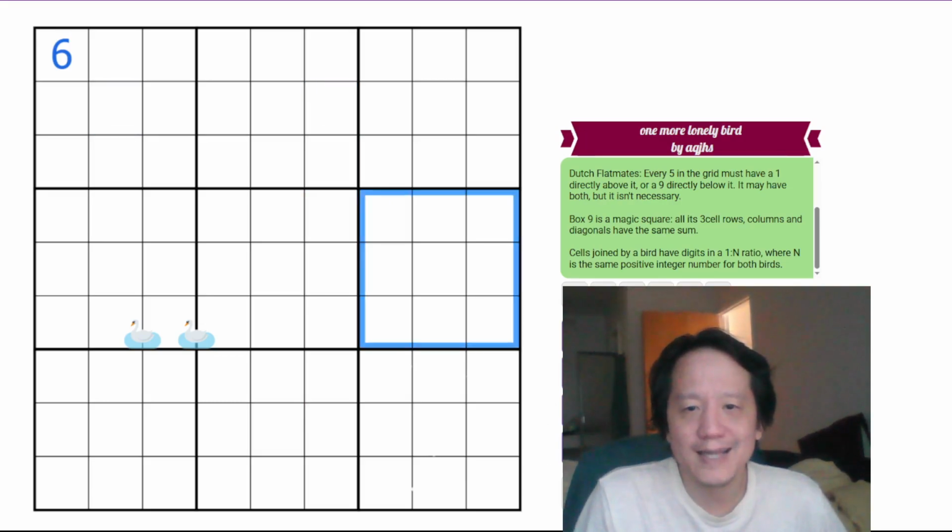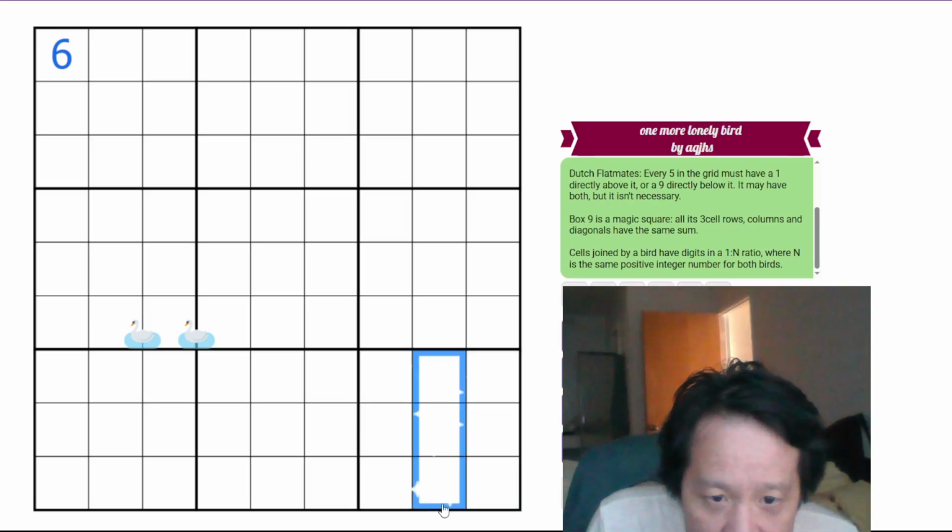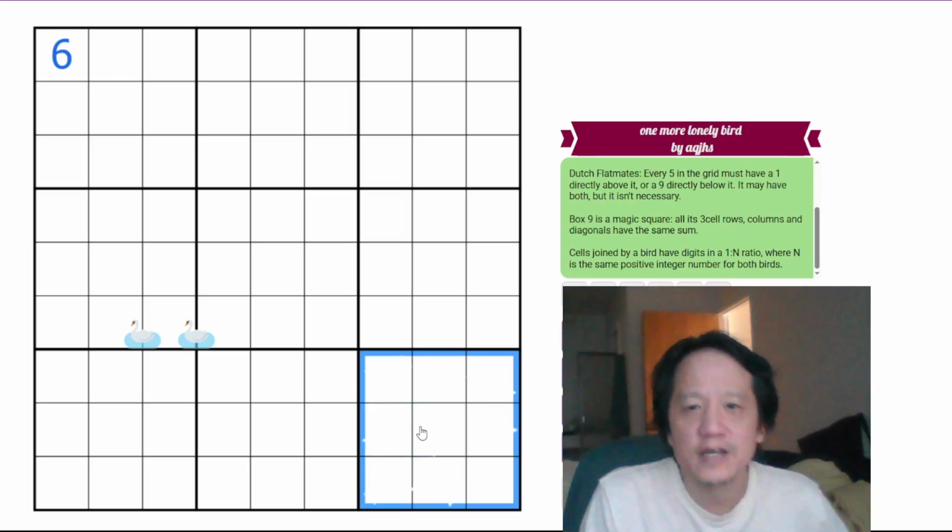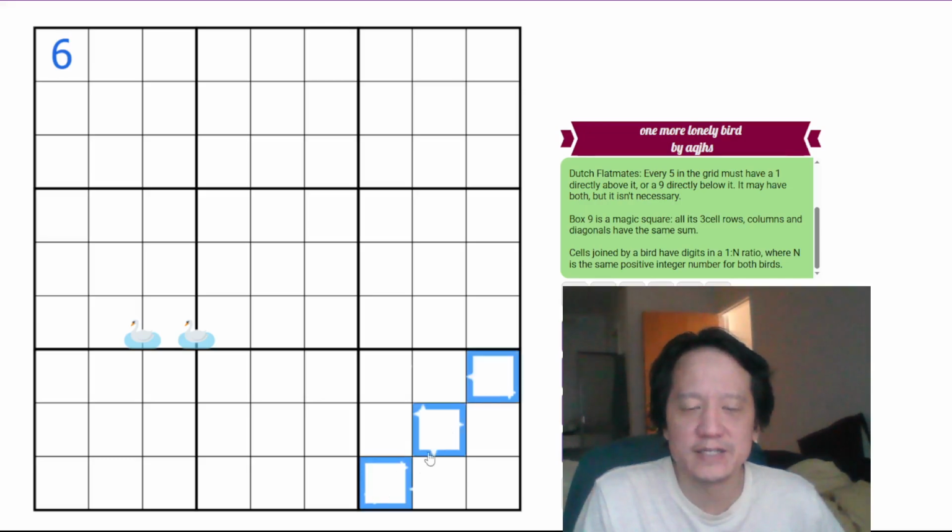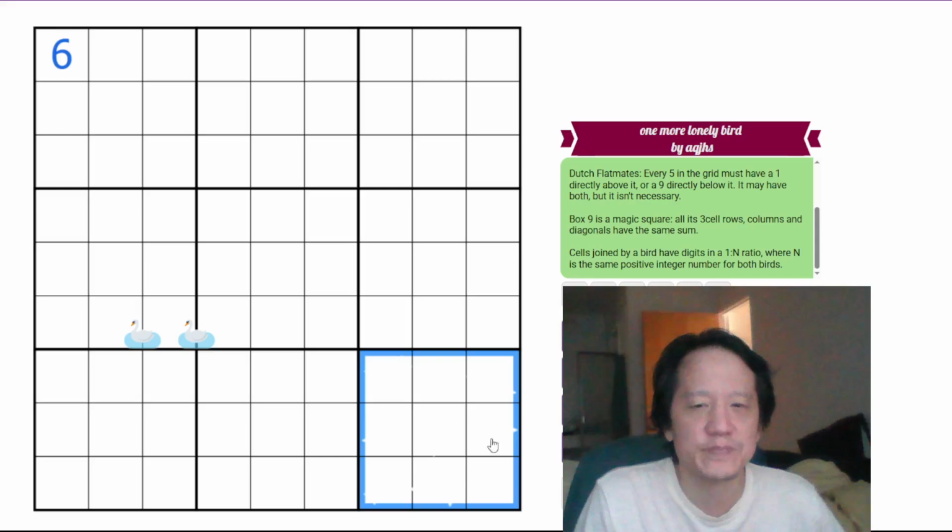Also, box 9 is a magic square. Interesting. Anyways, it's a magic square where all its 3-cell rows, columns, and diagonals must have the same sum. And I'll leave it to you to figure out what the sum is.